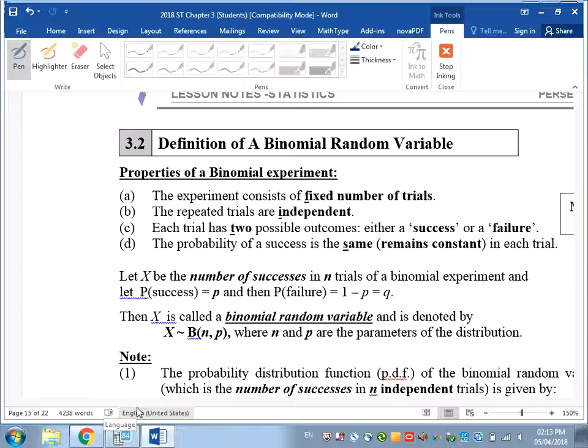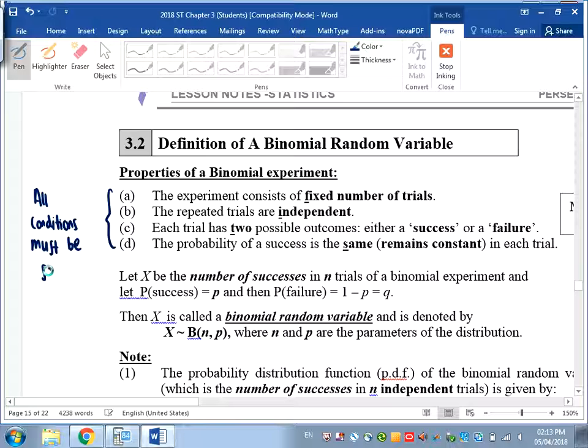So I make a note here. All conditions must be satisfied. So actually, to show that it is not a binomial experiment is very simple. I just need to state one condition that is violated, and it will no longer be a binomial experiment. As long as one is violated, that's it.